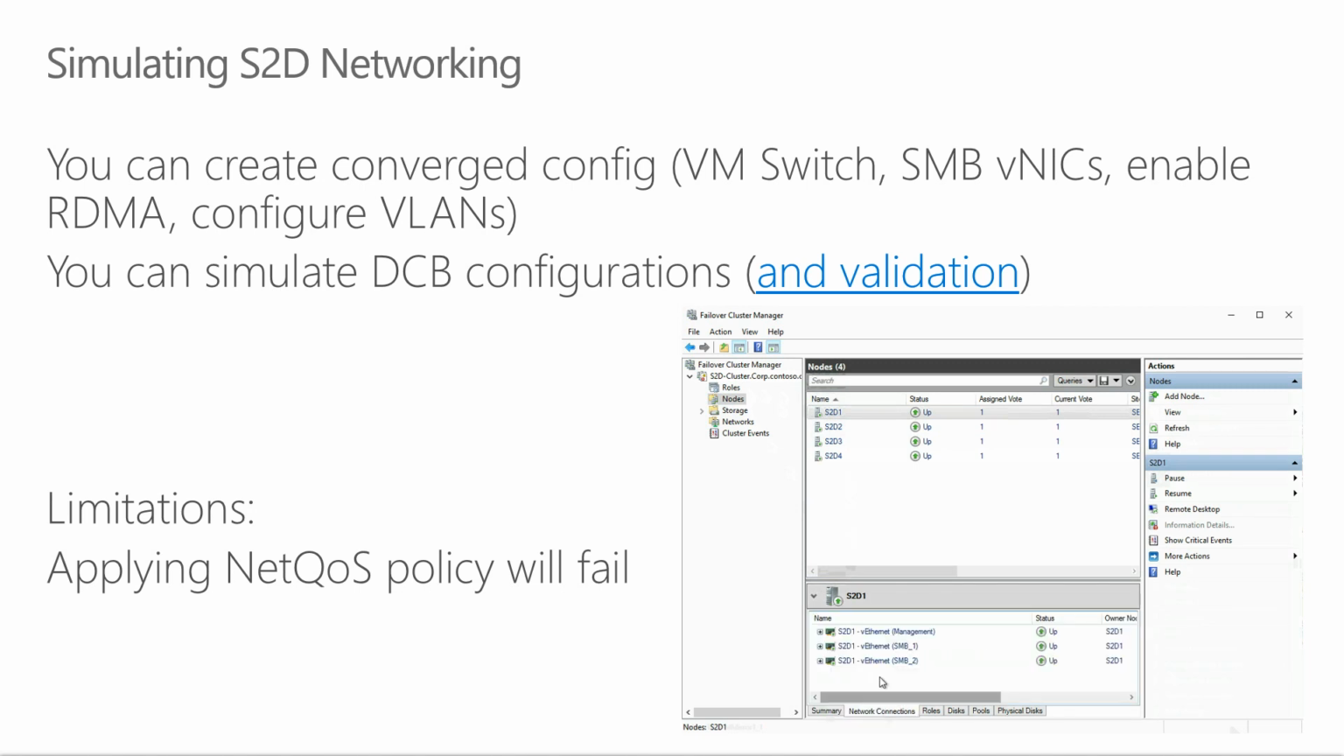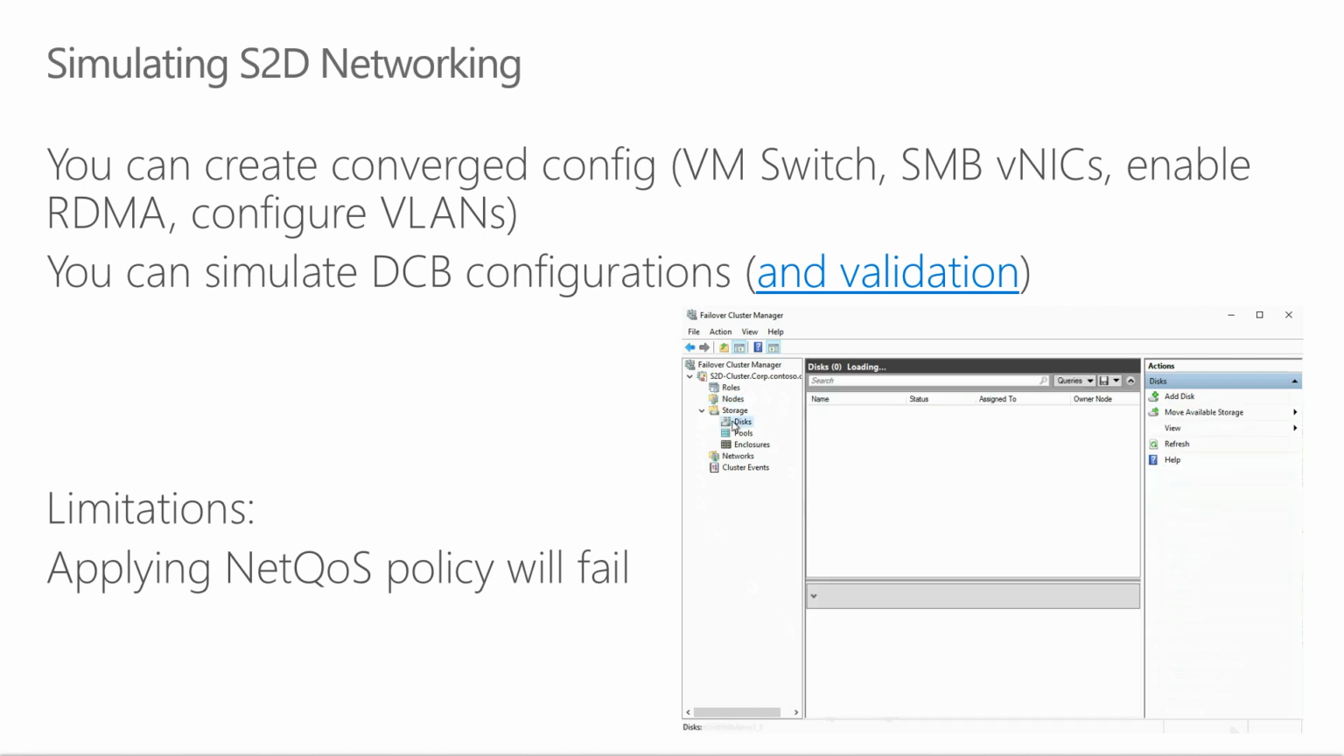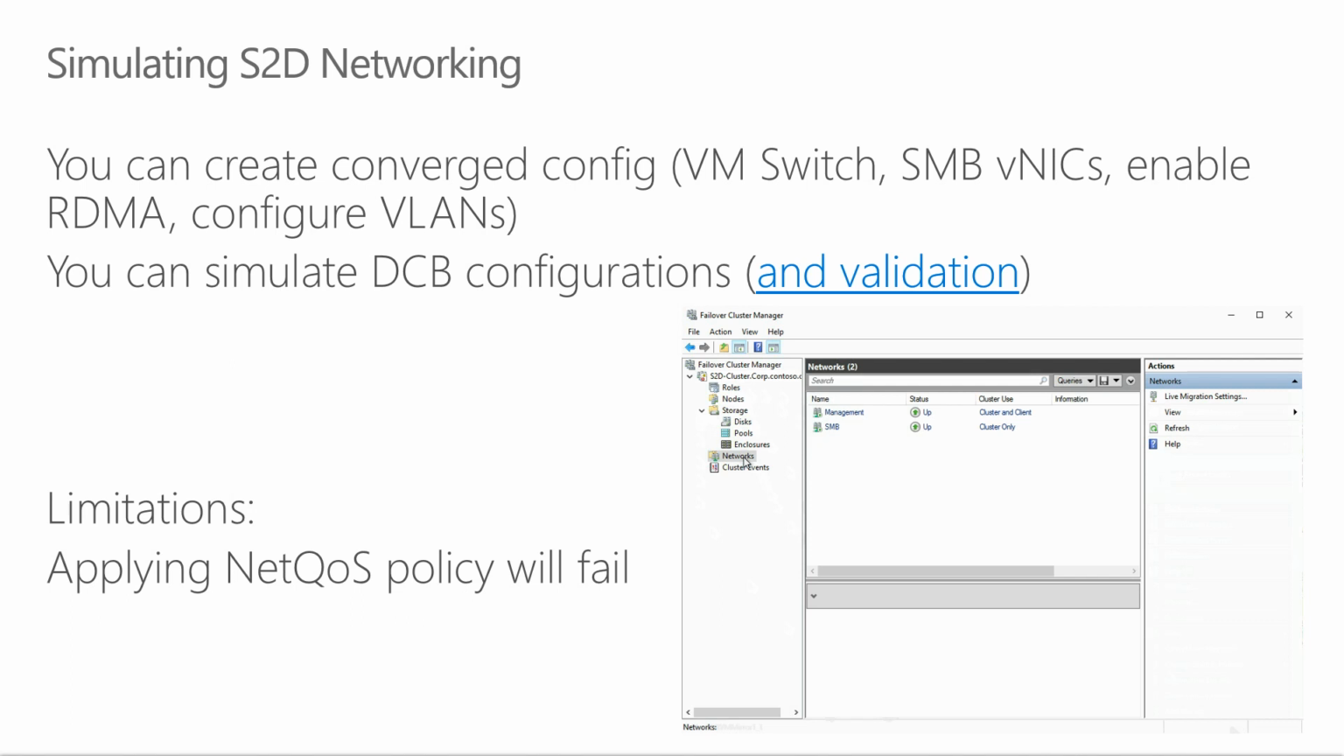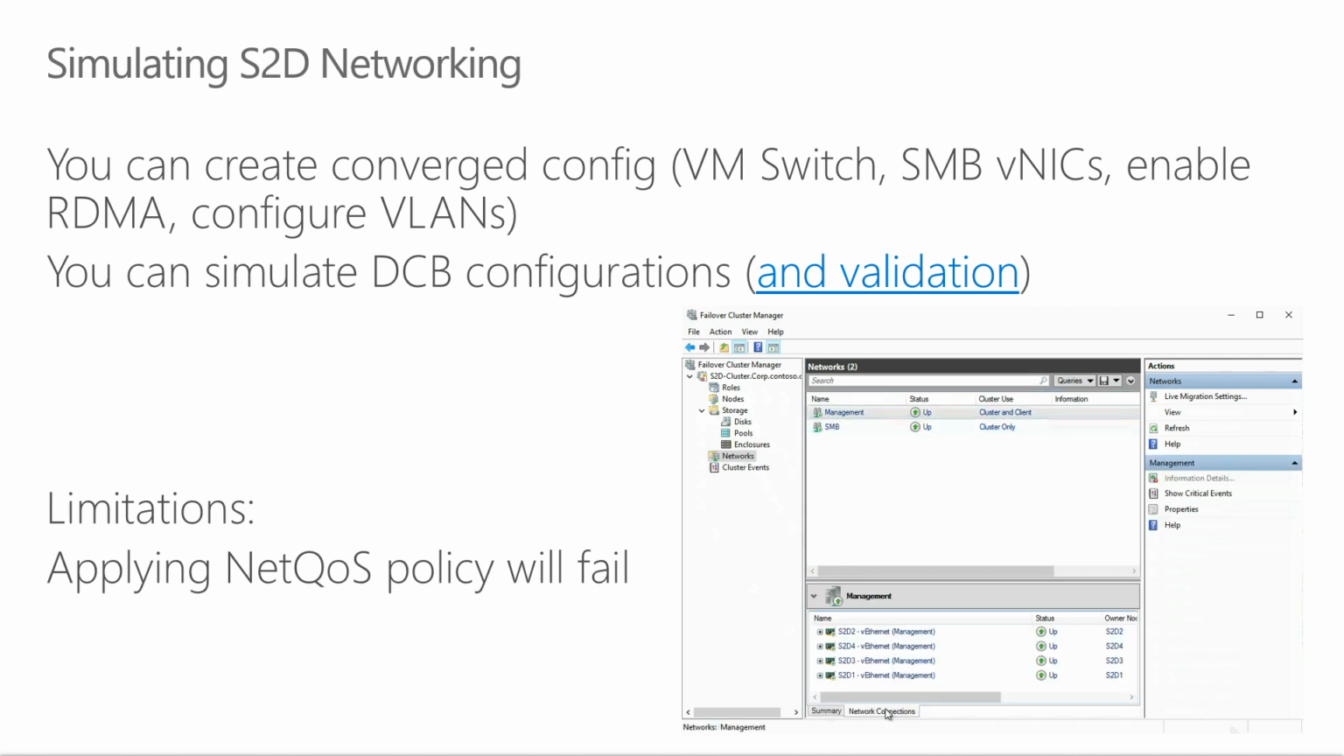You can also simulate the DCB configurations, and also you can try to validate it with Validate-DCB. The limitation here is that you will not be able to apply the NetQoS policy, as you don't have a physical adapter that supports QoS. So this will fail, and it will also pop up in the validation of the DCB here, because we don't have a real environment.